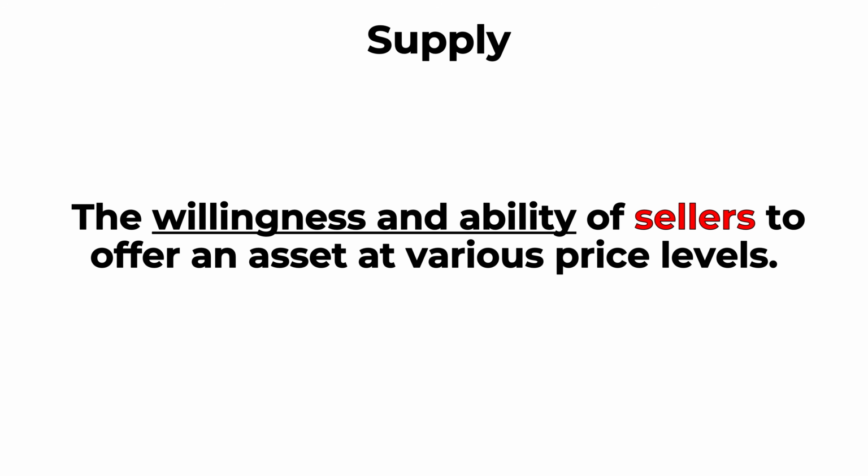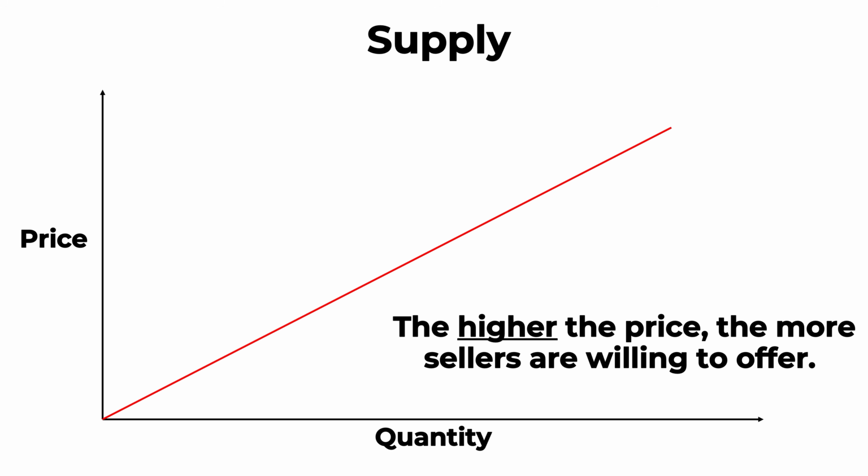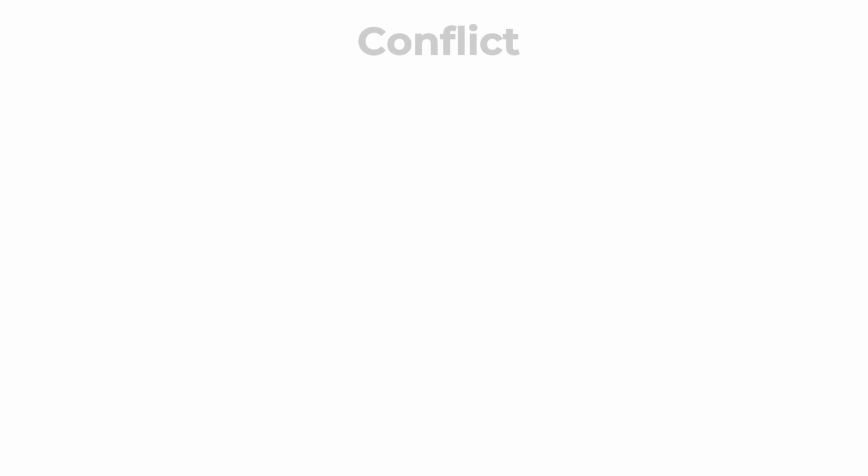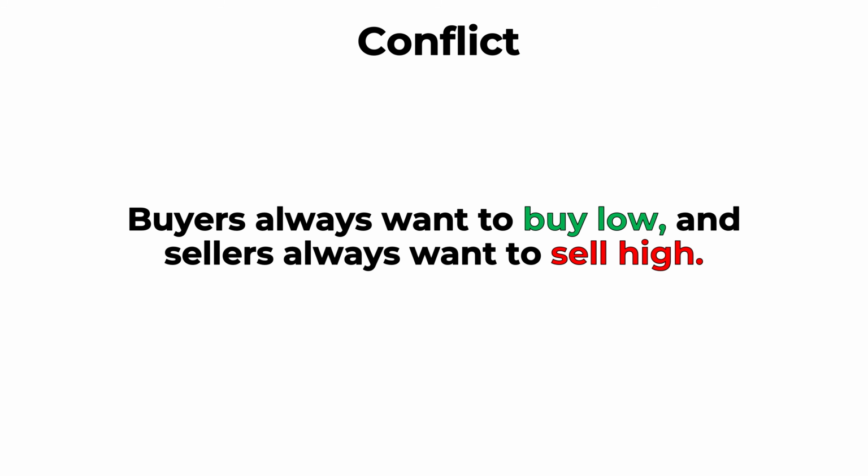Supply is the opposite. Supply is the willingness and ability of sellers to offer an asset at various price levels. The higher the price of something, the more sellers are willing and able to offer. In this graph, we see the supply curve, which shows the various quantities that sellers are willing to trade at various prices. Sellers always want to sell high. The higher the price, the higher the quantity they are willing and able to offer. Notice that buyers and sellers have conflicting interests. Buyers always want to buy low, and sellers always want to sell high.